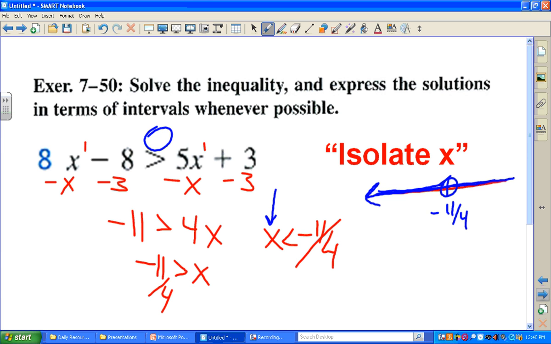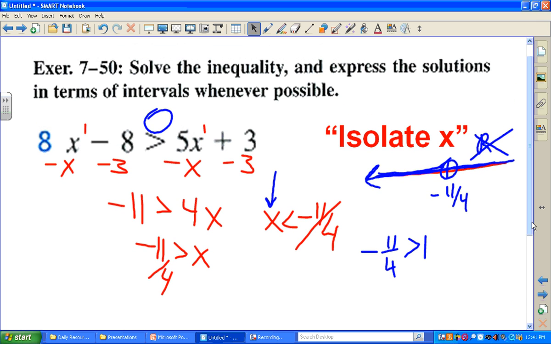Have you ever heard of test points? Have you guys heard of test points? Never heard of test points. All right. A test point is name a number on the right side of -11 fourths, your favorite number. I would pick 0. Some people pick 1. Then you put it into this equation. Is -11 fourths bigger than 1? The answer is no. So you know the arrow goes the other way. Okay? I use test points all the time whenever I'm doing inequalities, especially when it comes to factoring. Yeah. You can do a lot.